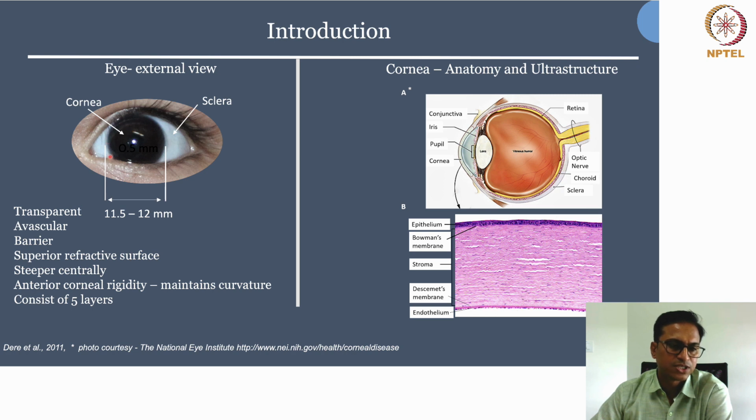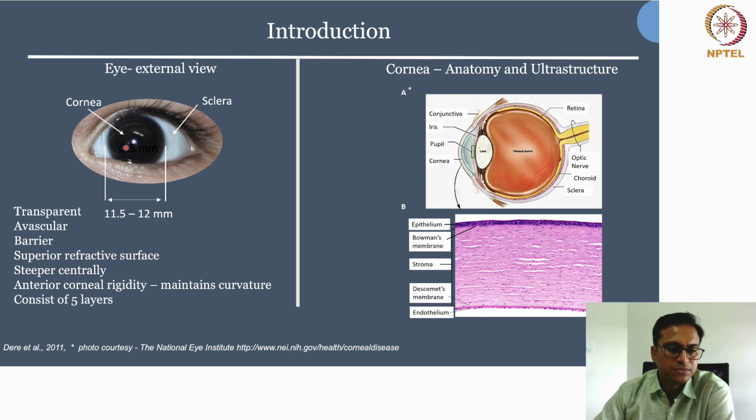It's also a dome shaped structure where the height is steep at the middle and at the center, and at the peripheral the height is less. It's a transparent, avascular tissue. It acts as a barrier for the other tissues present behind the cornea. So it's a kind of barrier membrane, and it has a very high refractive surface because it refracts the light back to the retina so that we are able to see. It is steeper centrally than the peripheral, surrounding areas.